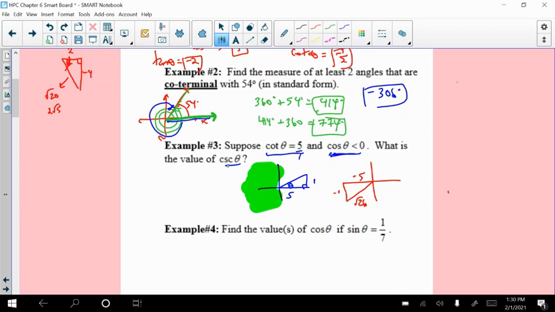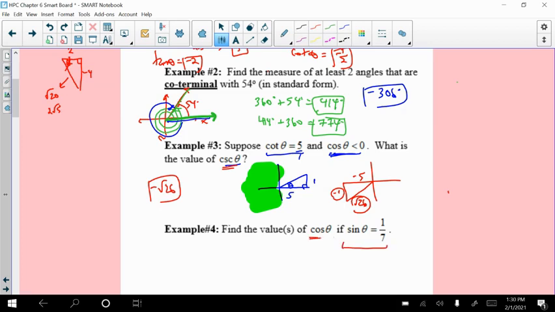So now it says find the value of cosecant. So it's hypotenuse divided by the opposite. So that's -√26.